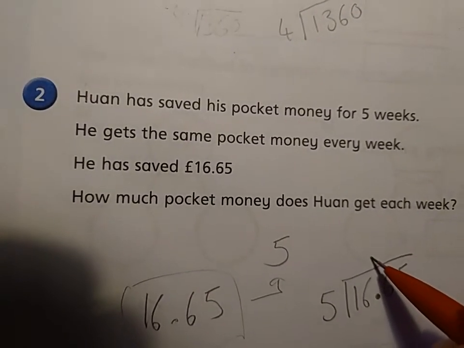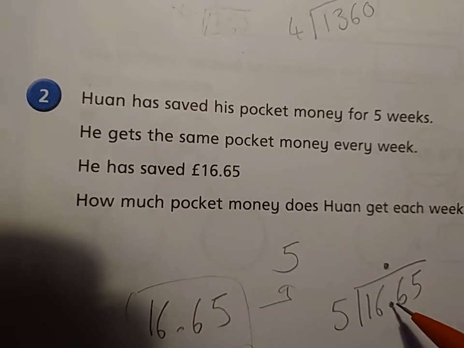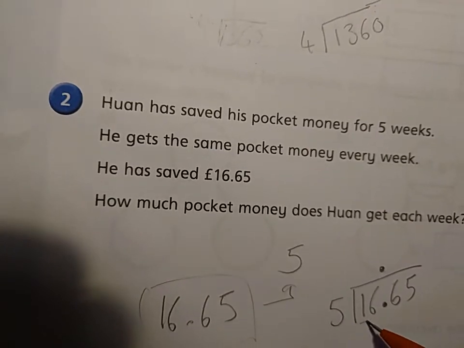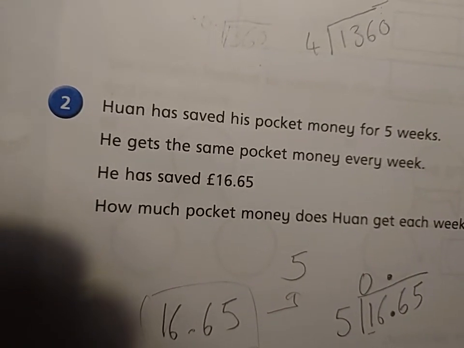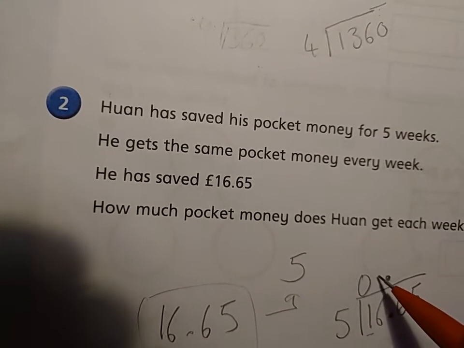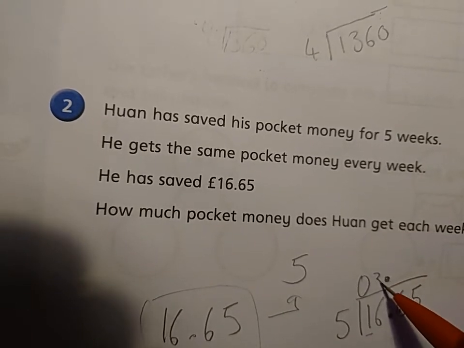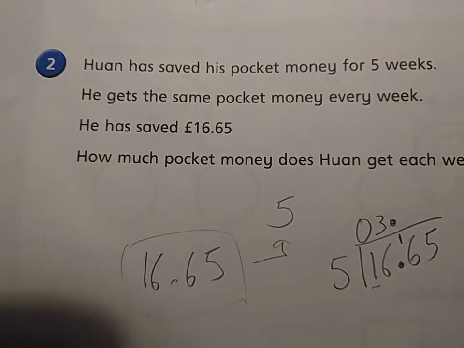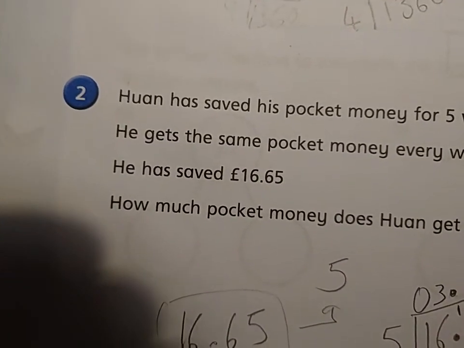Just remember here to add your decimal in straight away. And then again, short division. No, it's not going to go into 5 once. How many times does it go into 16? It goes into 16 3 times because 3 times 5 is 15, 1 left over, and so on. I'll let you carry on with that one.